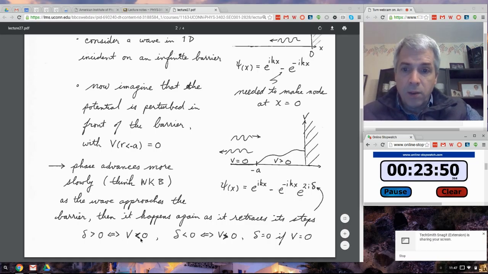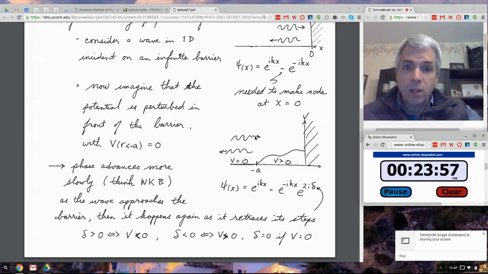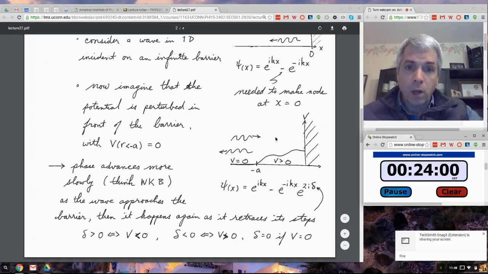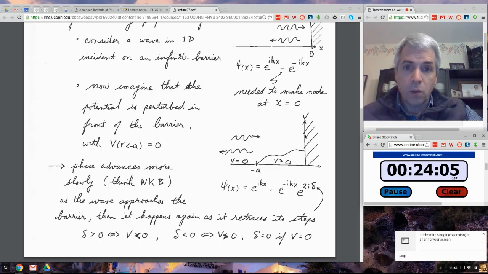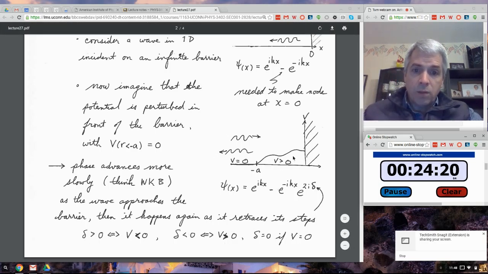If V is less than 0, then you've actually got more kinetic energy, and the spacing between the wavefronts is smaller, so the phase advance will be greater. You'll see more crossings between the different wavefronts as you go toward the barrier. In the case where the potential is negative, that means that this phase shift will be positive. On the other hand, if the potential is positive, you'd expect less phase advance as it covers the distance and covers it back again.